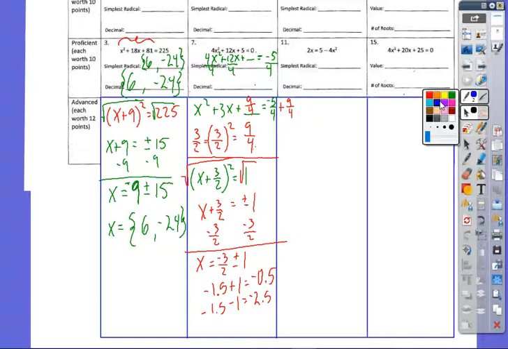Problem number 11. In problem 11, we were asked to solve using the quadratic formula.